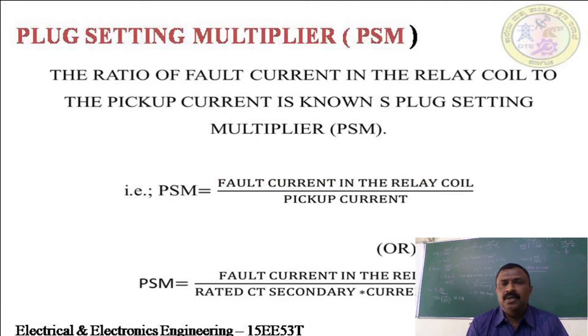pickup currents. When it comes to the plug setting multiplier, PSM, the PSM is the ratio of the fault current in the relay coil divided by the pickup current. So this is equal to the fault current in the relay coil divided by the pickup current. It is known as plug setting multiplier.